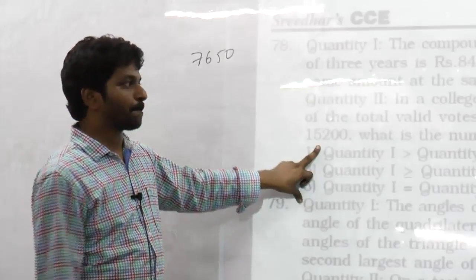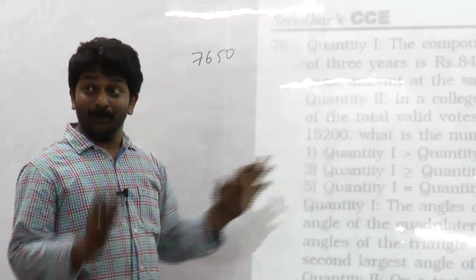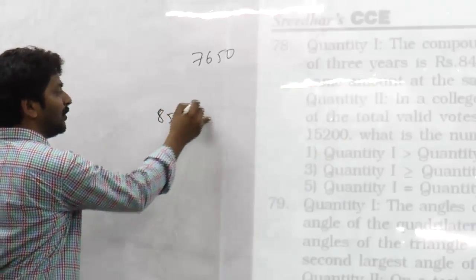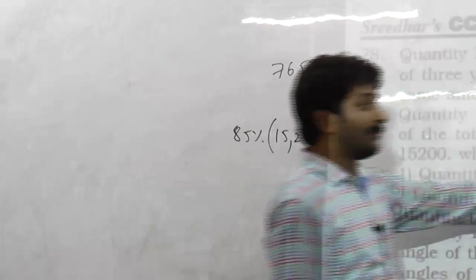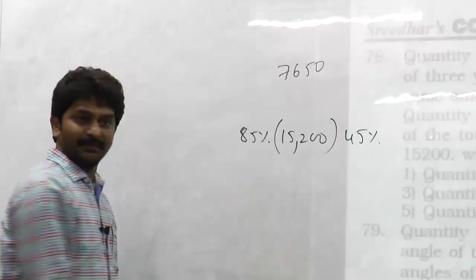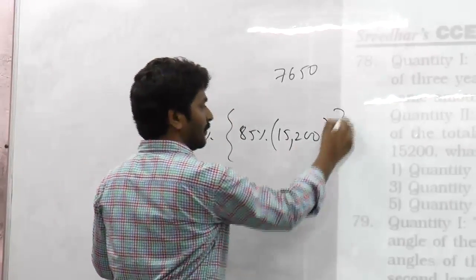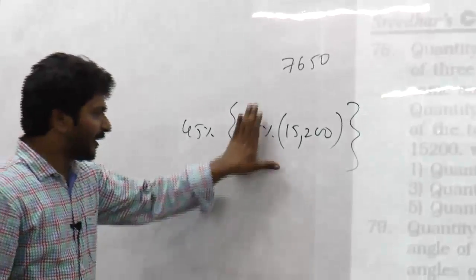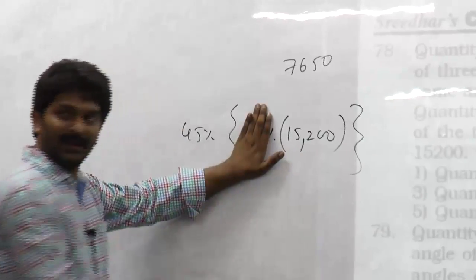total population. If the total votes were 15,200, valid votes are 85% only. 85% of 15,200. And your question is about what is the number of valid votes that other candidate got. One guy will get 55%, so other will get 45%. 45% of this number. Yes or no? First of all, forget about 85%. 45% in the sense, half of this number, right?